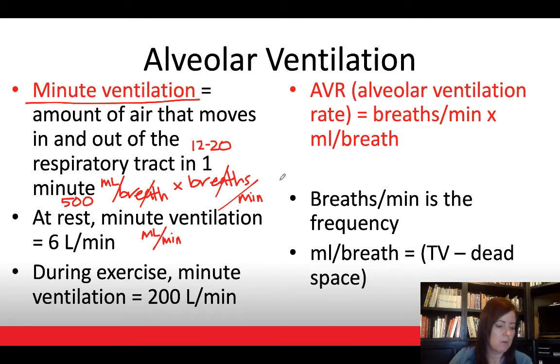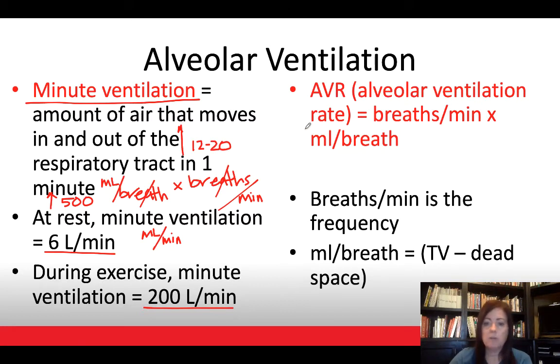Okay, so I gave you a couple numbers here. Typically, minute ventilation is around 6 liters per minute at rest, but it can certainly increase much more than that when we exercise. So it can go up to 200 liters per minute or even more, because as we exercise, what happens, we're going to increase our volume with each breath. You're going to suck in a lot more air, so that 500 is going to go up. And then we're also going to breathe faster, right? So our breaths per minute is going to increase as well.